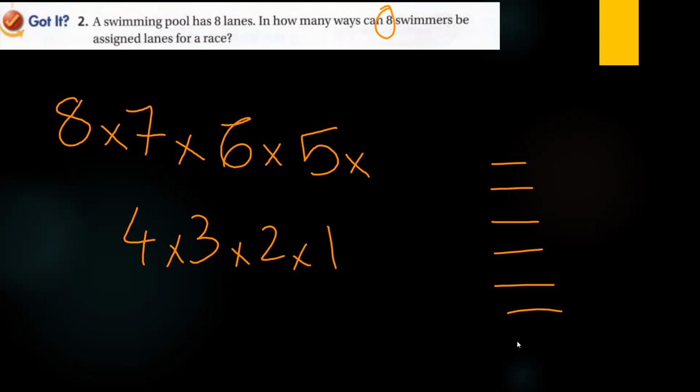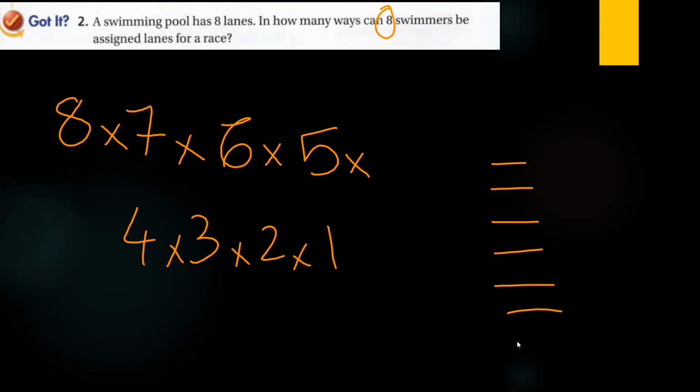How many swimmers do you have now? 7. You choose now 2 of them. I will draw it here for you: 1, 2, 3, 4, 5, 6, 7, 8. When you choose, you have 8. You choose one of them, you have 7. You choose the second one. How many choices do you have now? 6. Then 5, then 4, then 3, then 2, then 1.